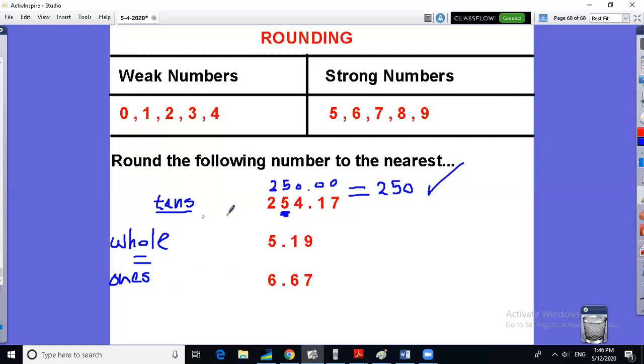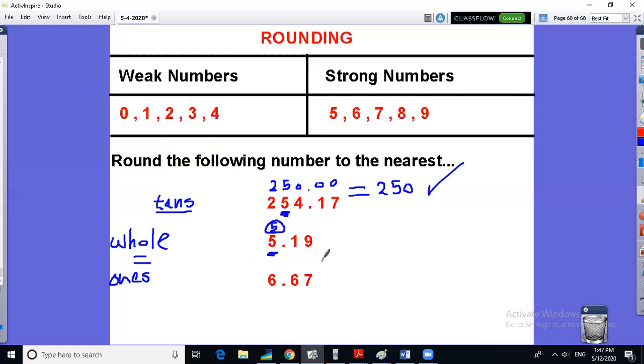So we're going to follow the same steps exactly. Round to the nearest whole number. Where is the ones here? As we agreed before, the ones is the first digit before the decimal point. Look at the digit after it. Is it weak or strong? It's weak. So 5 stays the same. Everything after it becomes 0. Everything before it stays the same. There's nothing before it, so forget about it. So it's just 5.00, which is just 5.